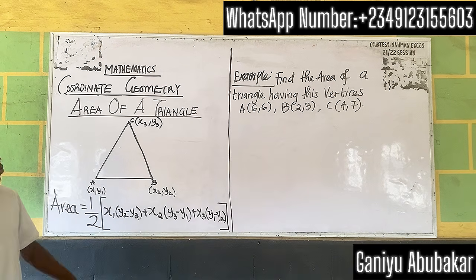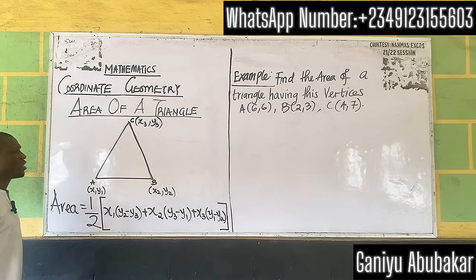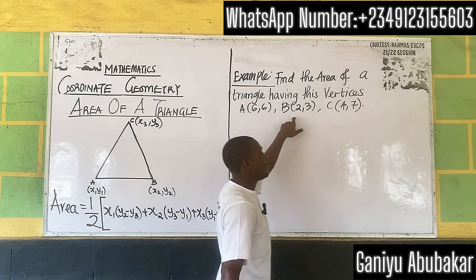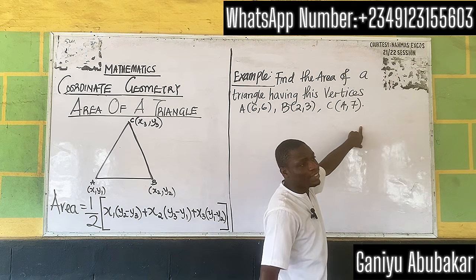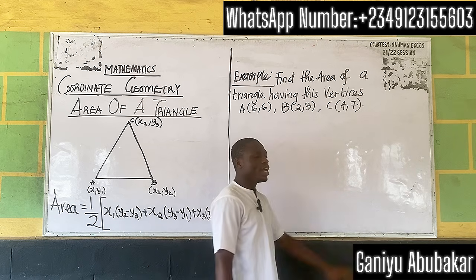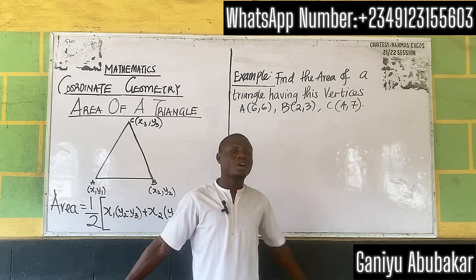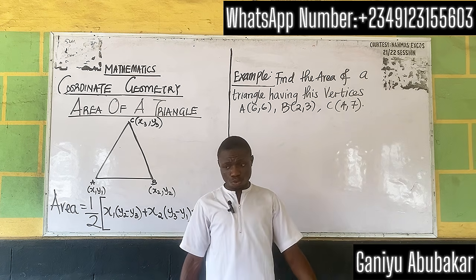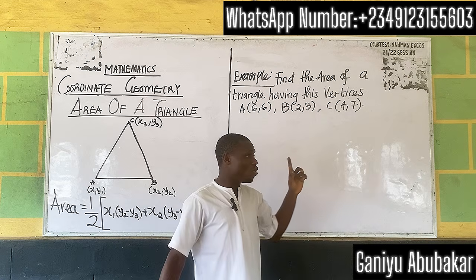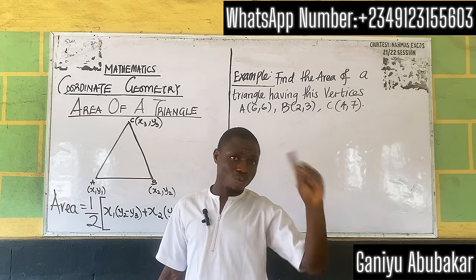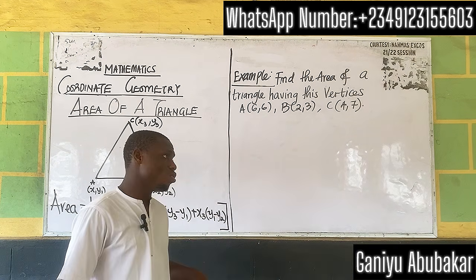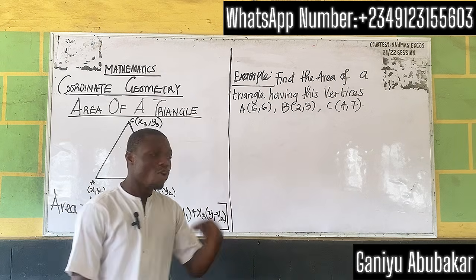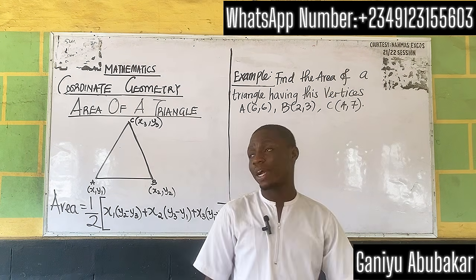So when it comes to solving problems under area of a triangle, your task is simple. They will give you three points, A, B, and C. In that case, identify which one is x1, x2, x3, y1, y2, y3.